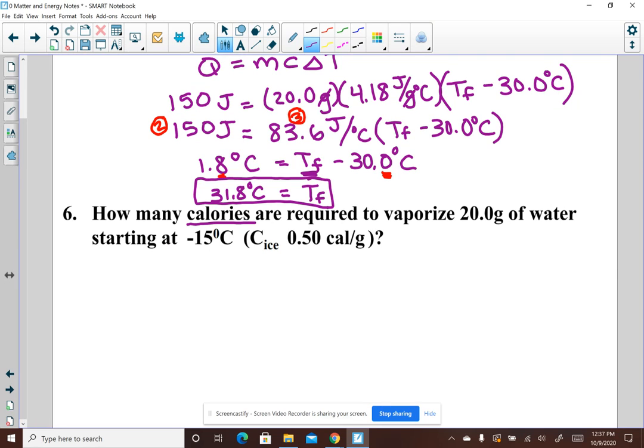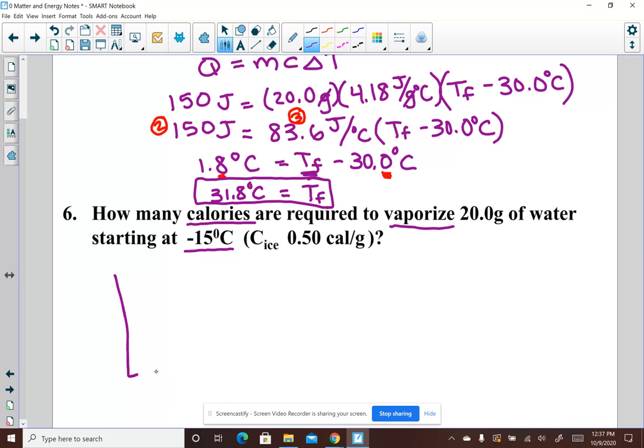So you want to use the other constants for your formulas, the ones that have calories in them. So they're telling me I want to vaporize 20 grams of water. Right away I would say, okay, MHV, nice and easy. But now they're telling me that my water is starting off at negative 15 degrees Celsius. So what phase is water in at negative 15 degrees Celsius? It's frozen, it's solid.